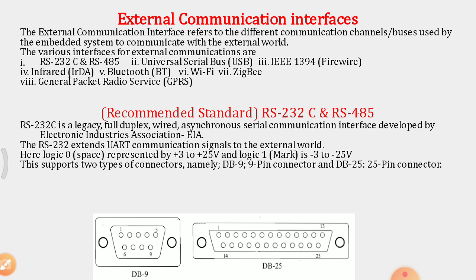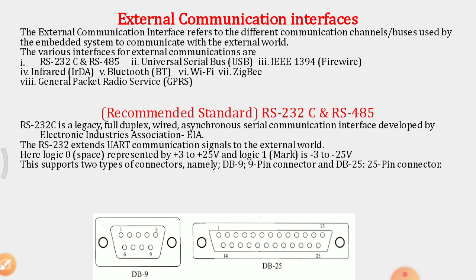The various interfaces for external communications are RS-232C and RS-485, the Universal Serial Bus, popularly known as USB, then IEEE 1394, also called FireWire, then infrared communication, Bluetooth communication, Wi-Fi communication, Zigbee technology, and General Packet Radio Service, GPRS. We'll go one by one.